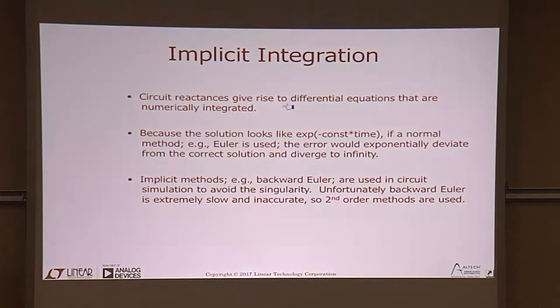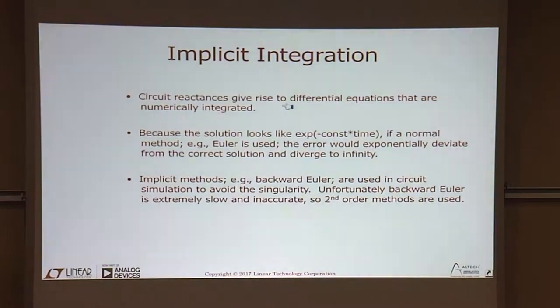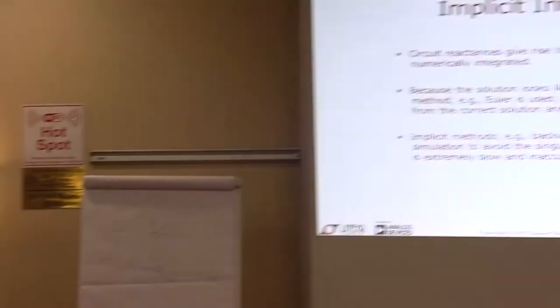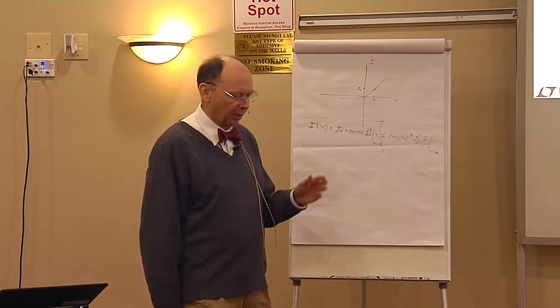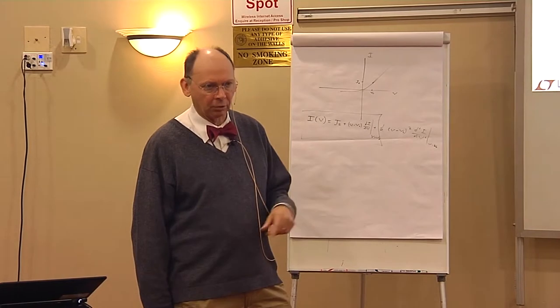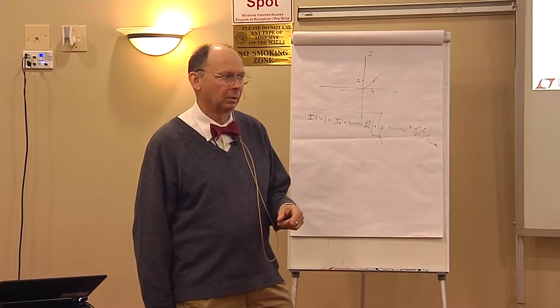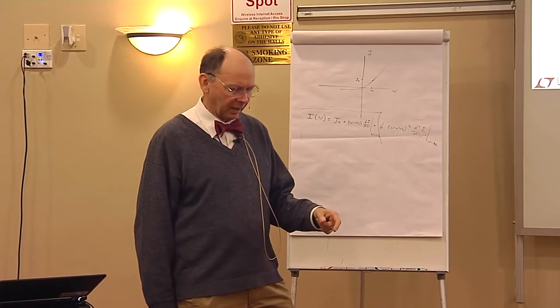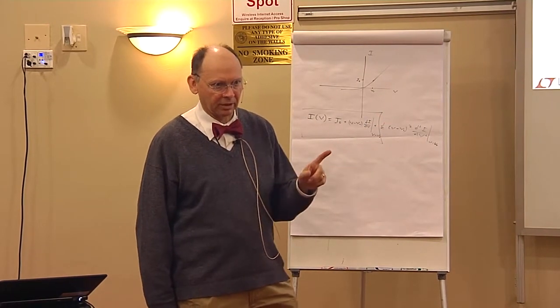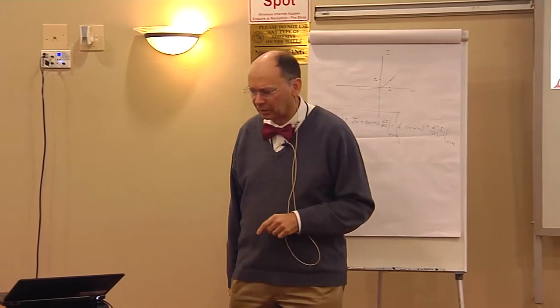Now, if the true solution of a system you're trying to integrate looks like a decaying exponential, and you use explicit integration, your errors can add up exponentially with time until you have more error than solution. And shortly after that happens, the thing will simply diverge off to infinity. Your numerically integrated result will simply run off the end of the number line.